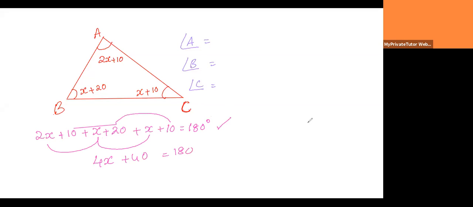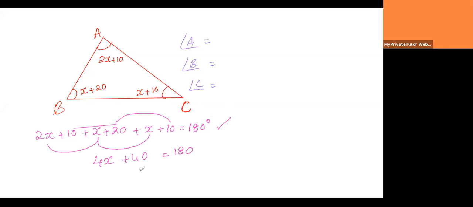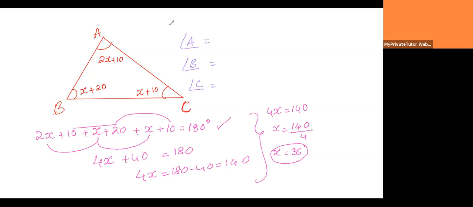So 4x plus 40 equals 180. Now subtract 40 on both sides. We get 4x equals 180 minus 40, which is 140. I'm just writing here: 4x equals 140, x equals 140 divided by 4. So x is going to be how much? 35. Yes, Joseph. So the value of x is 35.